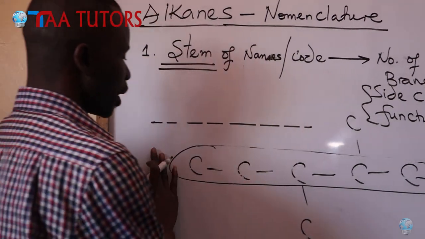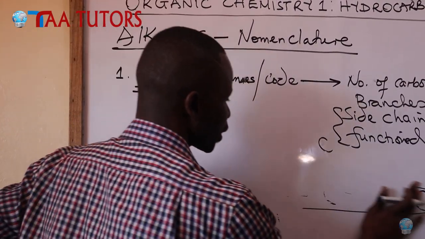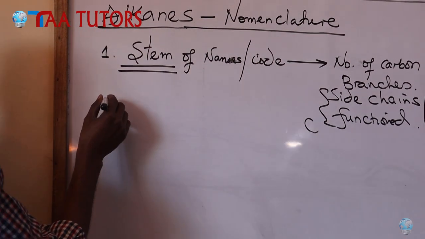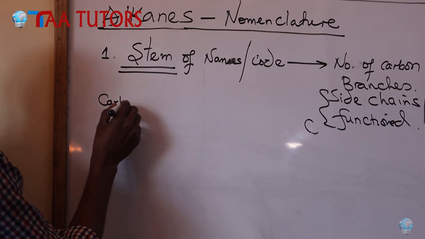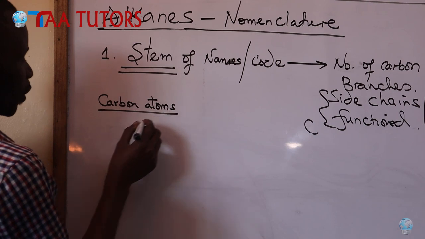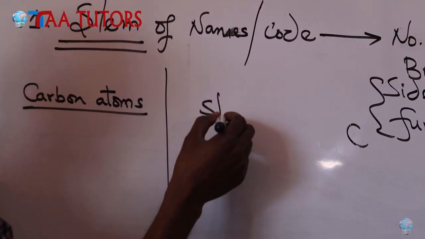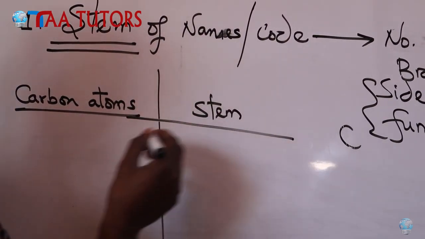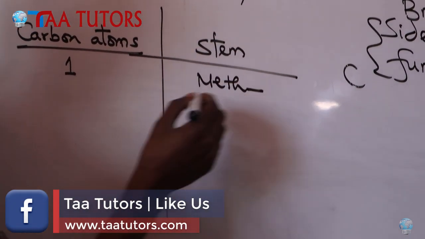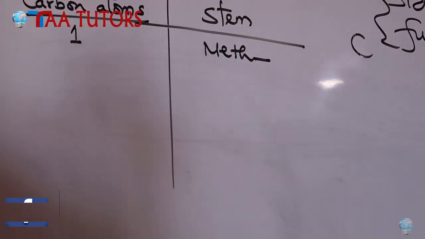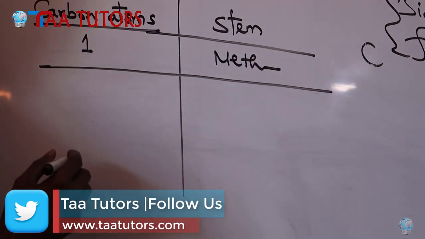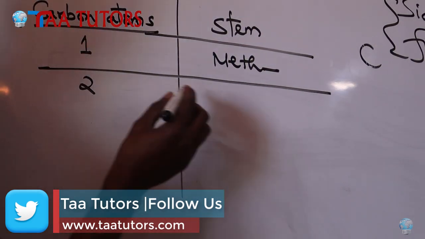Now, for the stems, we are going to give a list. Some of these names, you have met in mathematics. If we have one carbon atom, the stem of that should be meth. It means that any compound starting with meth, you know that it has one carbon atom in the longest carbon chain. Number two is eth.